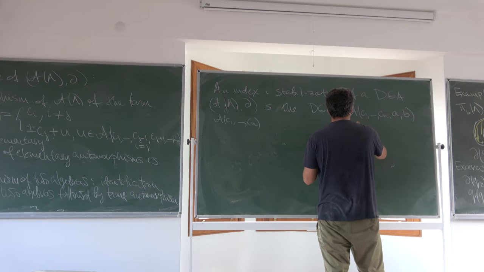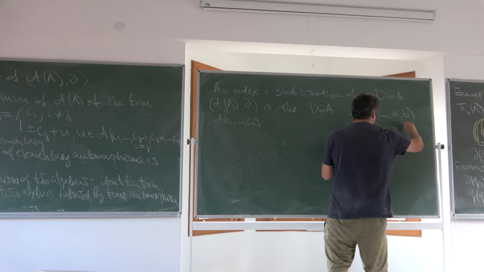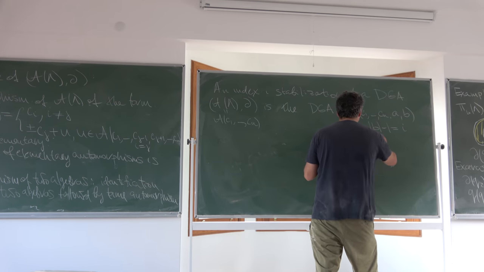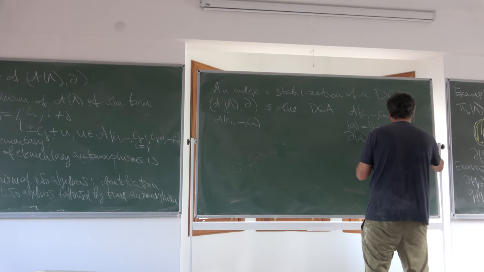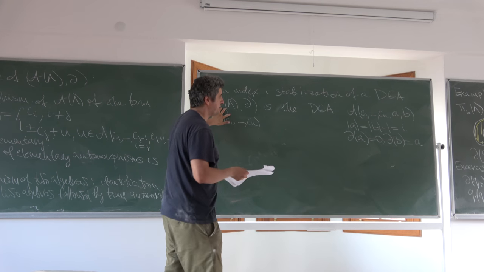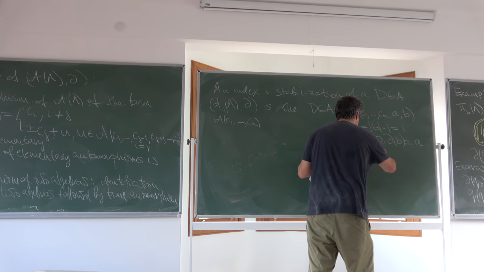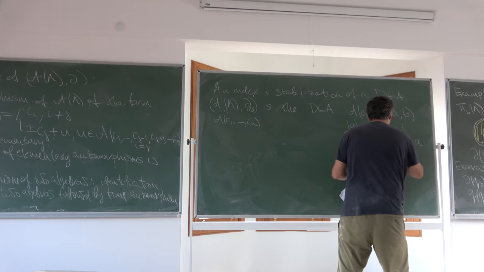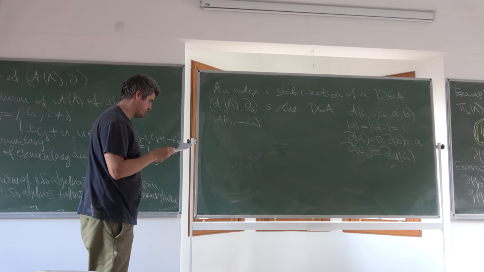With the property that degree of A is equal to the degree of B minus 1 is equal to i. And differential of A is equal to 0, differential of B is equal to A, and differential on the Cs is the same differential as the differential in the original algebra. So D of Ci is the same thing as D old of Ci. So this is a notion of stabilizations.